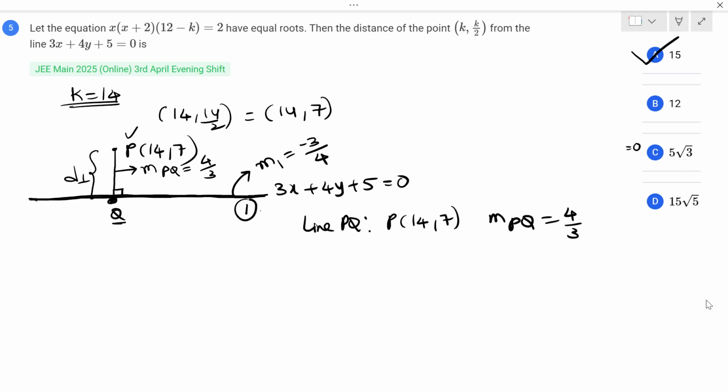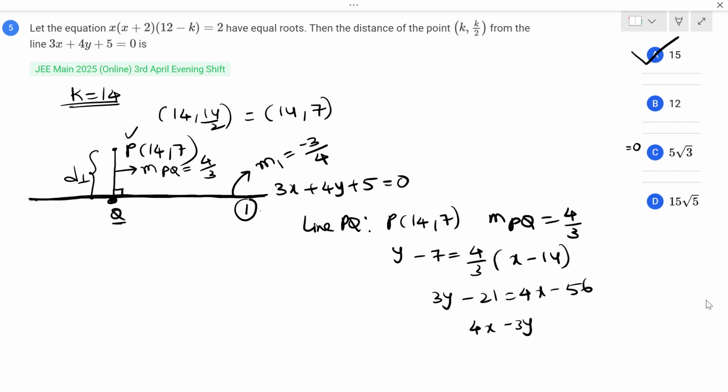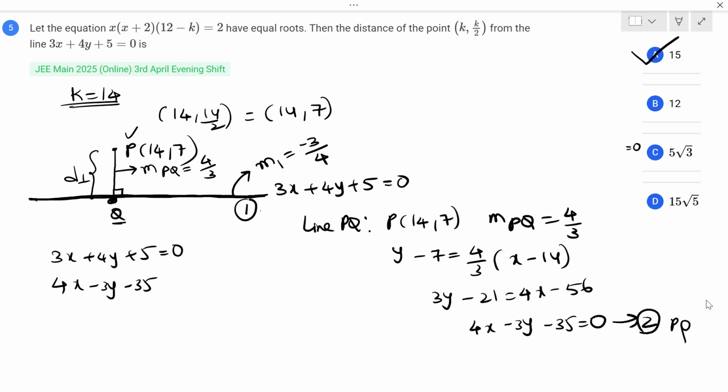I have a point and a slope, so that would be y minus y1, that is 7, is equal to the slope of PQ, which is 4 by 3, into x minus x1, which is 14. So that would be 3y minus 21 is equal to 4x minus 56. So this is the line I got, 4x minus 3y minus 35 is equal to 0. This is, let us say, equation 2, that is line PQ. Line 1 I have is 3x plus 4y plus 5 is equal to 0. Line PQ I am getting is 4x minus 3y minus 35 is equal to 0.